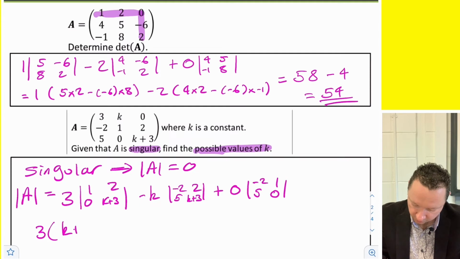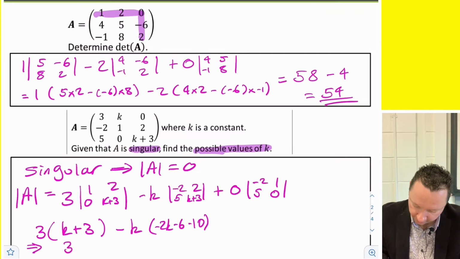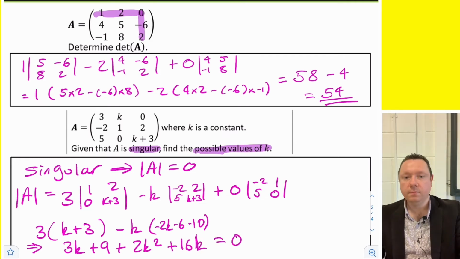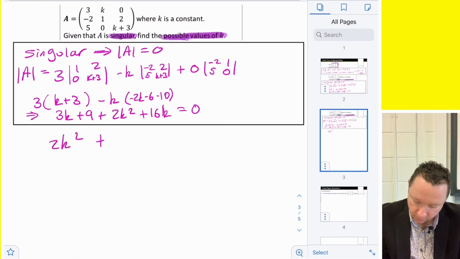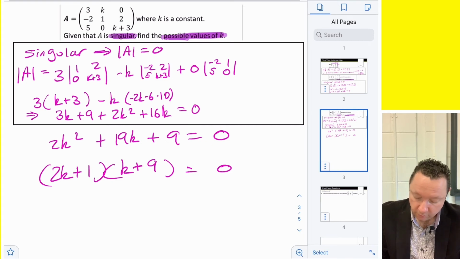3 times k plus 3, and 2 times nothing is nothing, minus k times. So we've got minus 2 times k add 3, so that's minus 2k minus 6. Take away 10. And then we've got add nothing. So that implies we've got 3k plus 9 plus 2k squared plus 16k, and that equals 0. So we've got 2k squared plus 19k plus 9 equals 0, double brackets, equals 0, 2k and k. So that gives us k equals minus a half, or k equals minus 9.